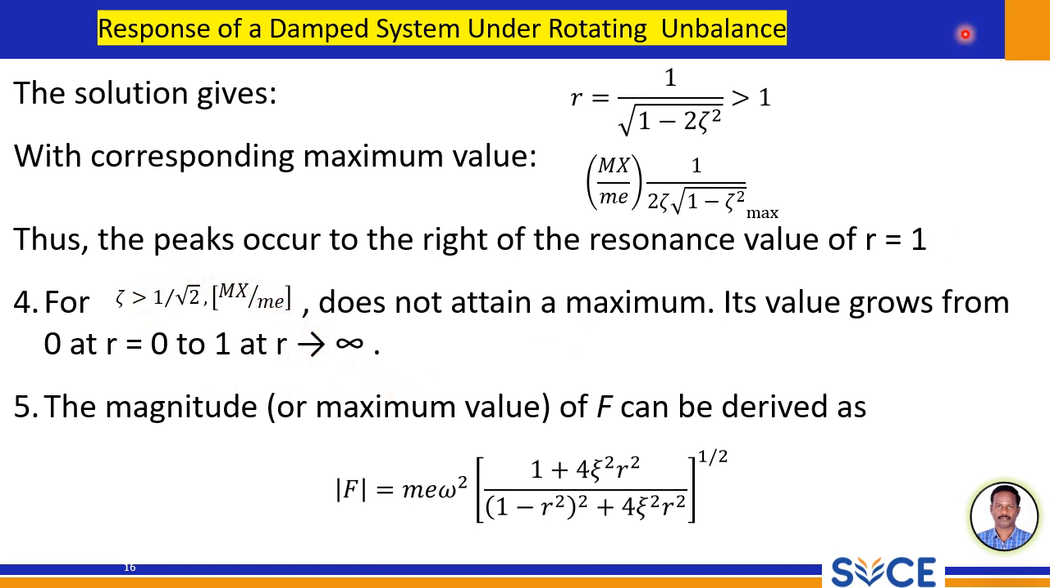As you can see, the fourth observation: for damping ratios greater than 1 by root 2, the behavior changes dramatically. In this case, the amplitude ratio doesn't reach a maximum. Instead, it increases monotonically from 0 to 1 as R approaches infinity. Observe how these curves rise steadily without forming a distinct peak. This indicates that for higher damping, the system response becomes less sensitive to resonance conditions.